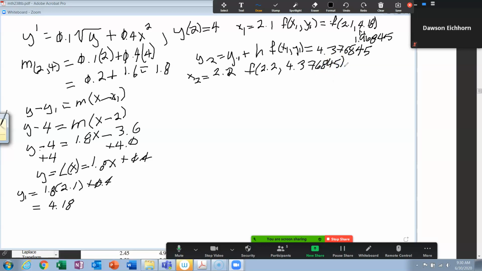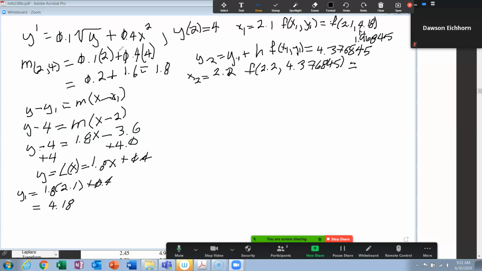Okay, we have to calculate that again. So that F again is this thing right over here. I've got my y there, 4.37. I'm going to go on and take a square root of it.